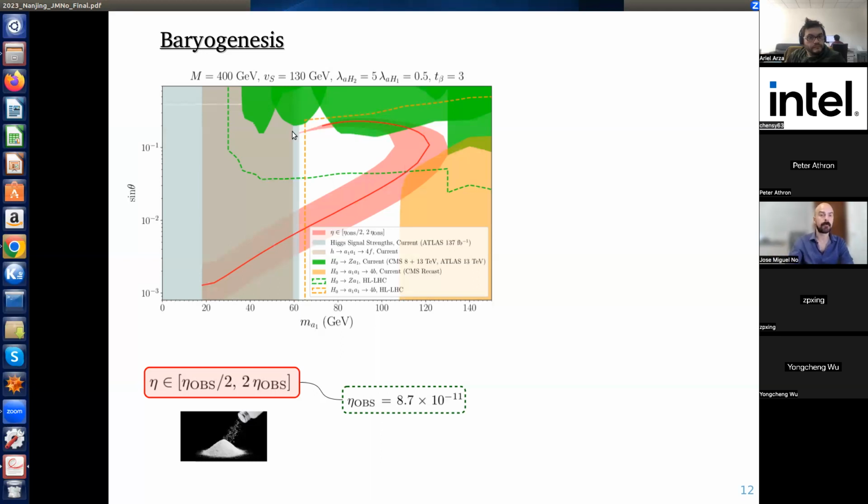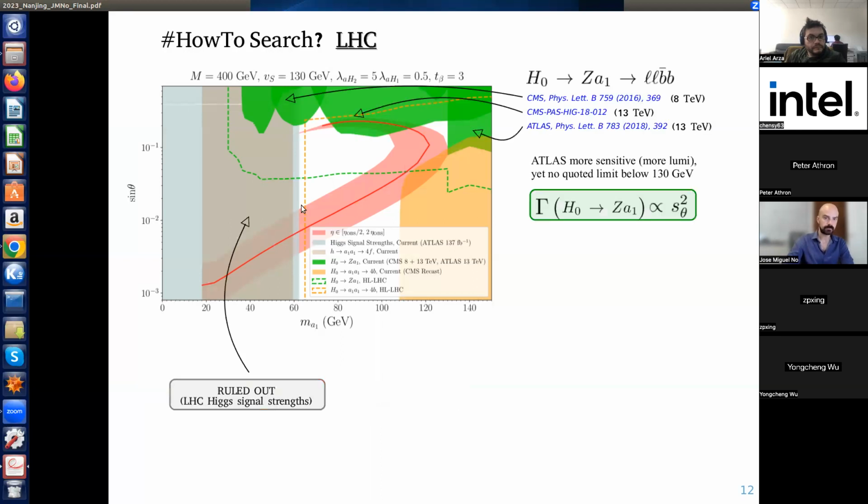And now regarding the constraints on this parameter space: first, below half of the 125 GeV Higgs mass, this parameter space is ruled out by Higgs signal strengths and by exotic Higgs decays. So we chop off this region here, and then above it, we have two different kinds of searches which are very sensitive to this kind of setup.